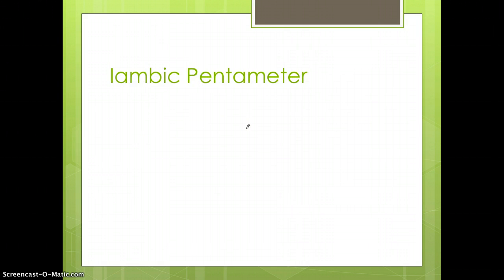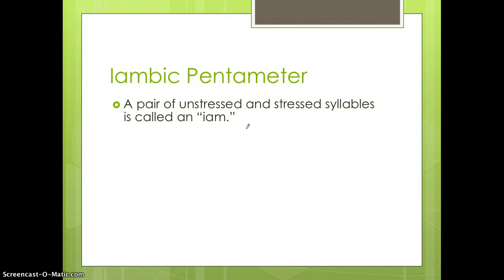Iambic pentameter. Here's a fun word to throw around at the dinner table. Iambic pentameter is just a fancy kind of meter in a poem, and it's the most common form of meter, and it's really the only one we're going to learn. So here's how the word is kind of broken down. You looked up the definition, so hopefully this is familiar. If you don't remember this, go look at your notes.